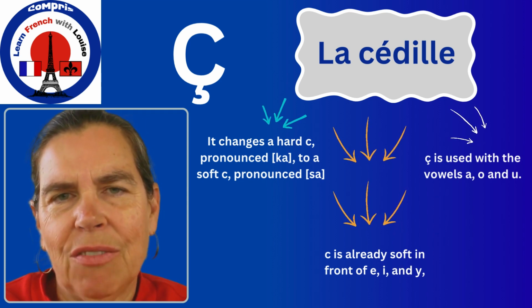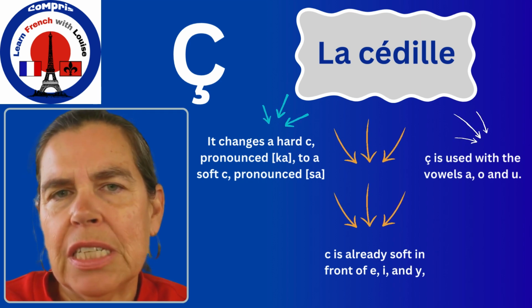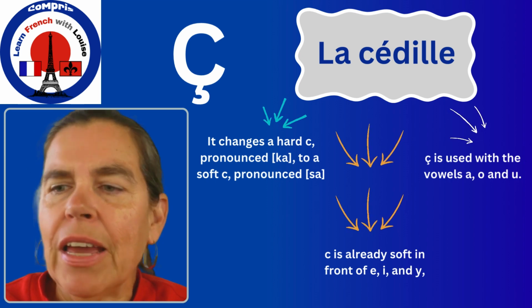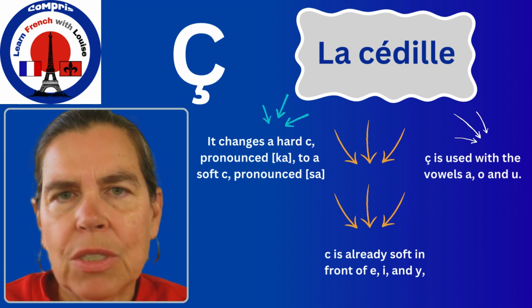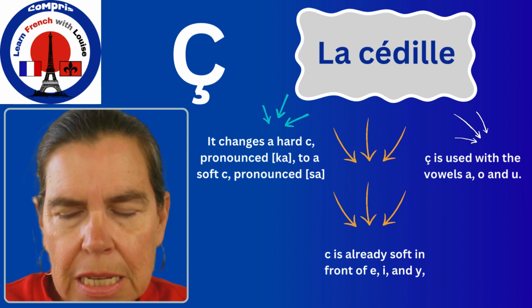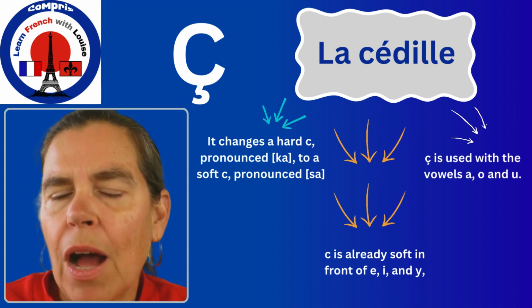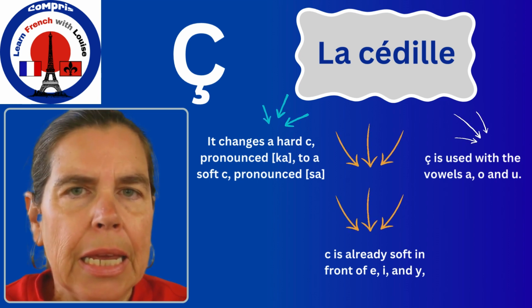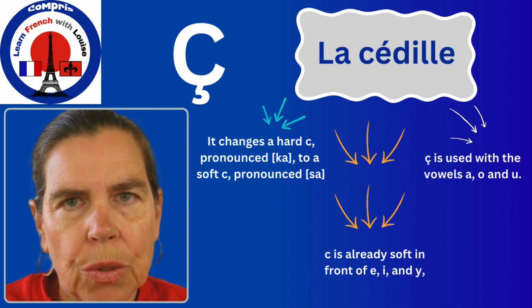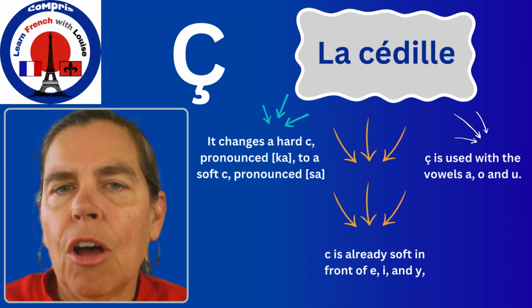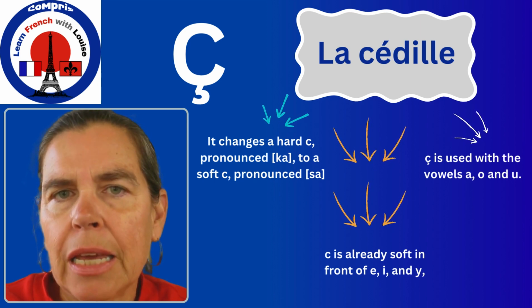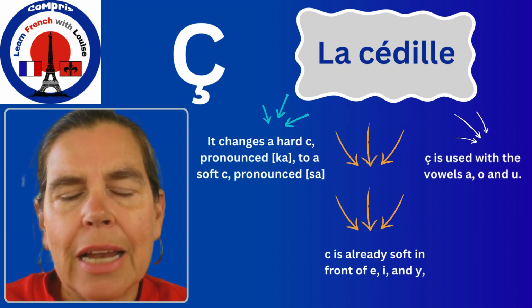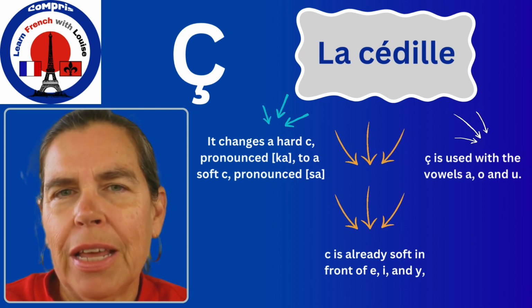Cédille. Cédille is an interesting letter. C by itself can have two sounds. It can have a k sound or a s sound. The C will have a soft s sound if it is followed by an E, an I, or a Y. It will have a k sound if it is followed by an A, an O, or a U. If we wanted to have a soft s sound in front of an A, an O, or a U, we would add a cédille under it. And that is the purpose of cédille, to soften that sound.